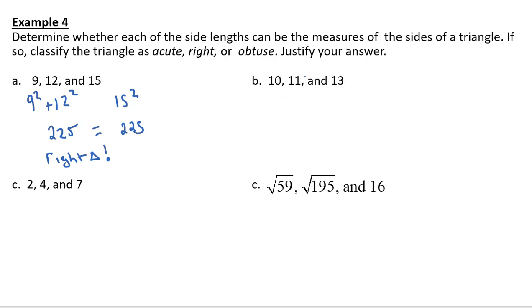Okay, again, take the two smallest sides. Do they add up to be larger than the third? Yes, they do. So we have a triangle.